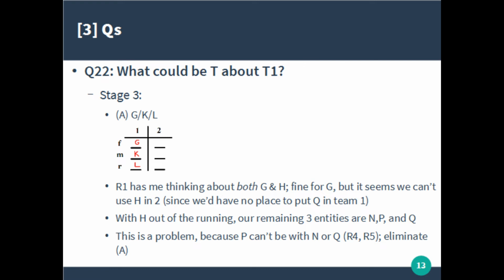So if we take H out of the running and we consider what we have left, we initially had 4 entities out of the 7 remaining after using G, K, and L. But if we remove H from the list of available entities to use, we actually only have 3. We have N, P, and Q left. And this is a problem because P can never be on the same team with N or Q. We don't even need positional data. We just know, based on rules 4 and 5, that P can't be on the same team as N and P cannot be on the same team as Q. But if we have only N, P, and Q left and only 3 slots left to fill, that means N, P, and Q have to be on the same team if we want to use them all, and that's a direct violation of rules 4 and 5. So we get to eliminate answer choice A. It doesn't work. There's no way for us to make it work.